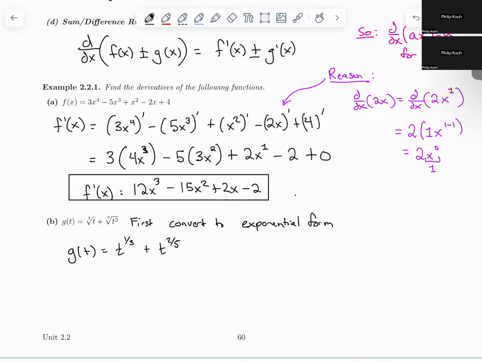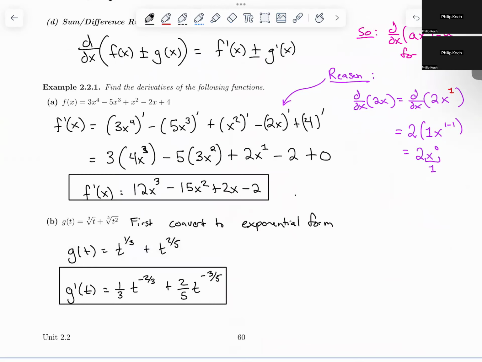Anyways, so G prime of t. This is the way I would like you to work with it. So this would be 1/3. Remember, this works for any finite number. You can take the derivative of it with the power rule. So this would be 1/3 t to the negative 2/3 plus 2/5 t to the negative 3/5. And that's our answer.